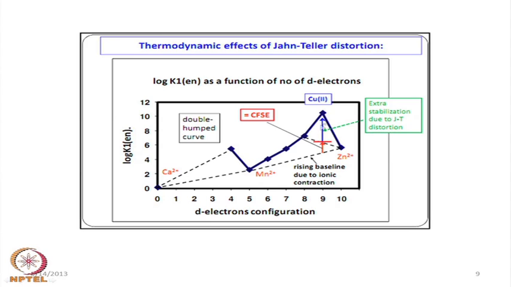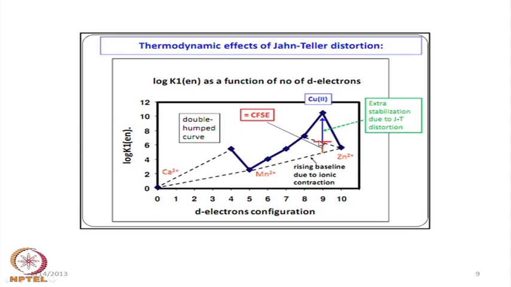So, we get this much amount of stabilization. The situation for copper 2 in 3d9 electronic configuration is that it is the most stable situation after distortion. Similarly, in case of 3d4, we also know that it has stabilization due to the Jahn-Teller effect, and that gives us some amount of stabilization. We have a double hump curve, where the peak is here for 3d4 and the second peak is at 3d9 due to copper 2.